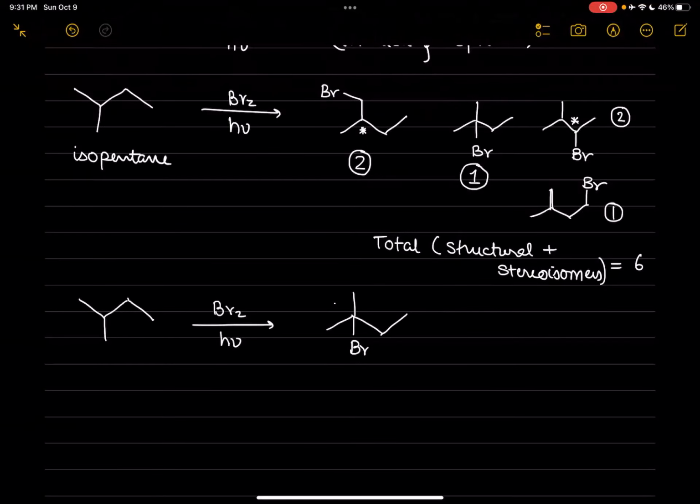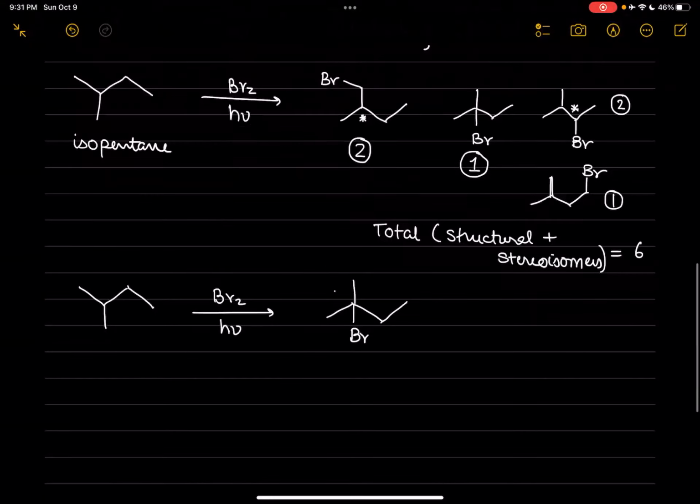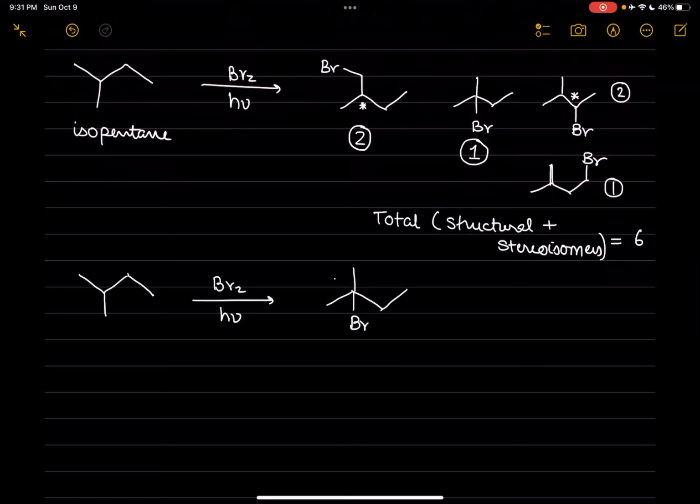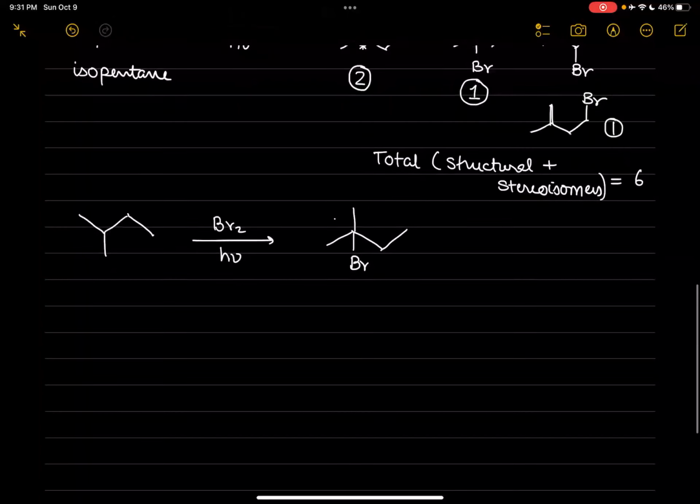Tertiary hydrogen is actually most easily abstractable. So the reactivity is like this: tertiary, then secondary, then primary, then the hydrogen of methyl. And before that you have the allylic and benzylic hydrogens.